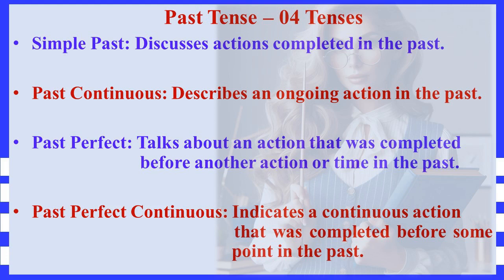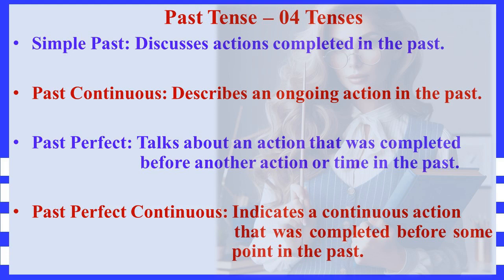Past tense. 4 tenses. Simple past. Discusses actions completed in the past. Past continuous. Describes an ongoing action in the past. Past perfect. Talks about an action that was completed before another action or time in the past.